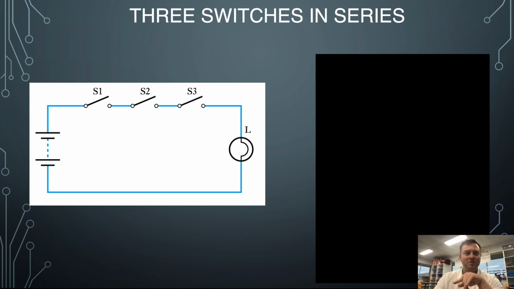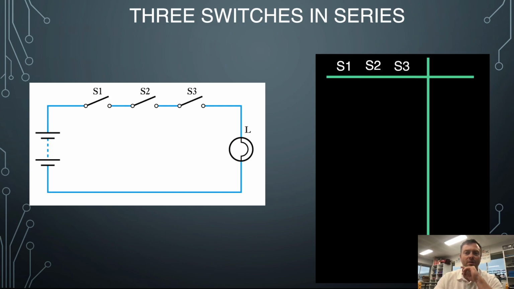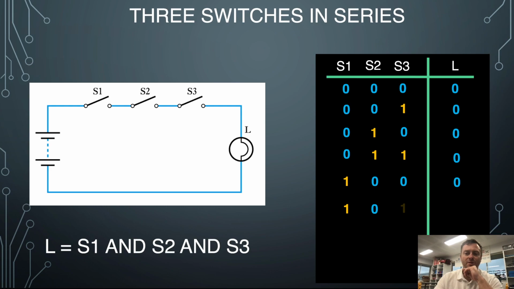If you've got three switches in series, hopefully you're starting to pick up on the pattern. This is still an AND gate. But in this case, there's three different inputs. So if they're all off, it's 0. If there's one on, it's still 0. The only time that it becomes 1 is this final state where it's 1, 1, 1.